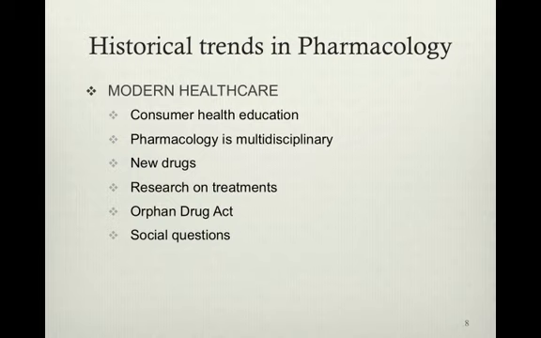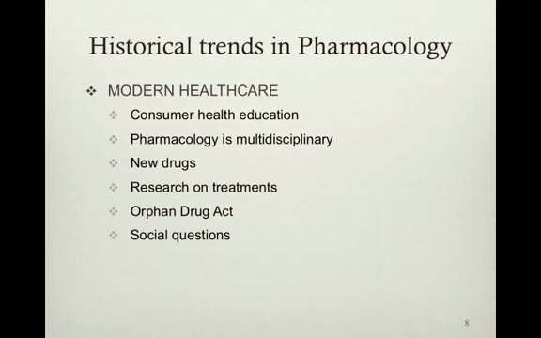Pharmacology has become multidisciplinary: chemistry, genetics, immunology, microbiology, pathology, and physiology. During the past few decades, there has been remarkable progress in developing new drugs and understanding how they act in the body. Research is directed towards new treatments, cures, or methods to prevent disease.